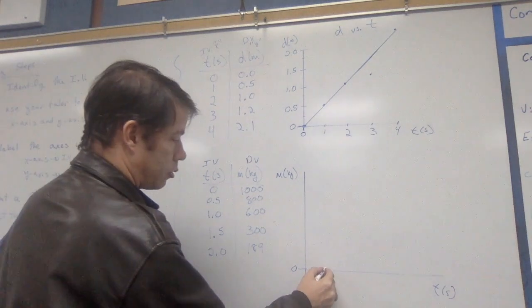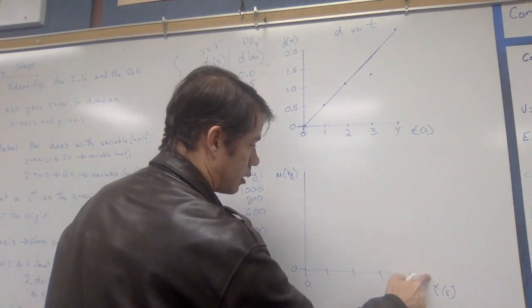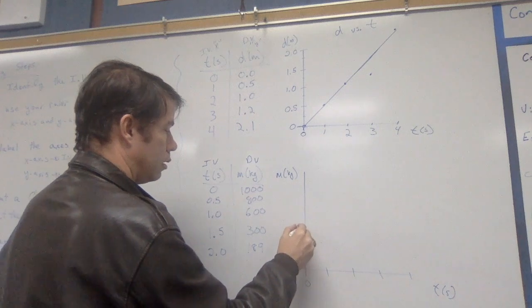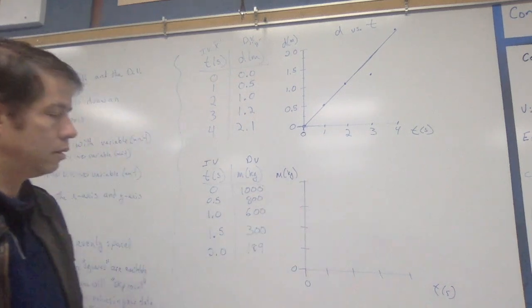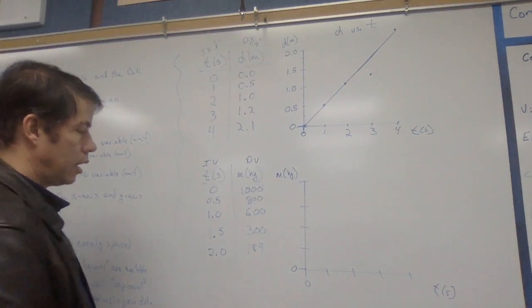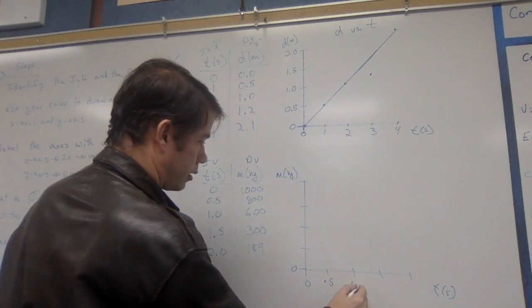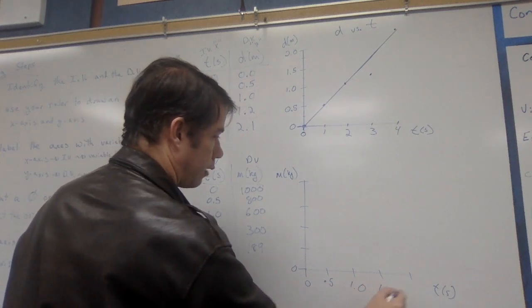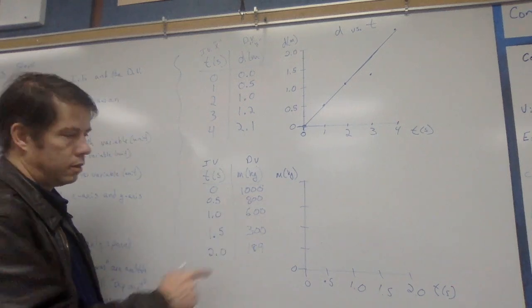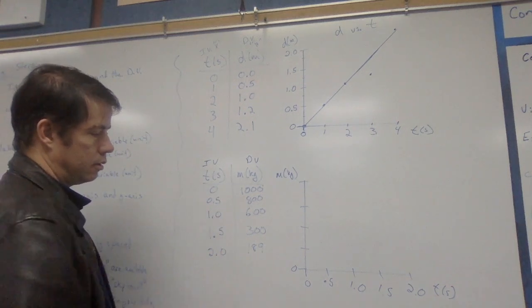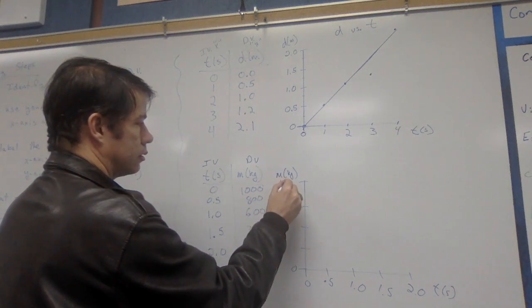And then I drew this one every 2 squares, just like we did before. Okay. On your graph paper, this one, 0, 0.5, 1.0, 1.5, 2.0. This one, 1,000 is the highest value. So I want this top value to be 1,000.